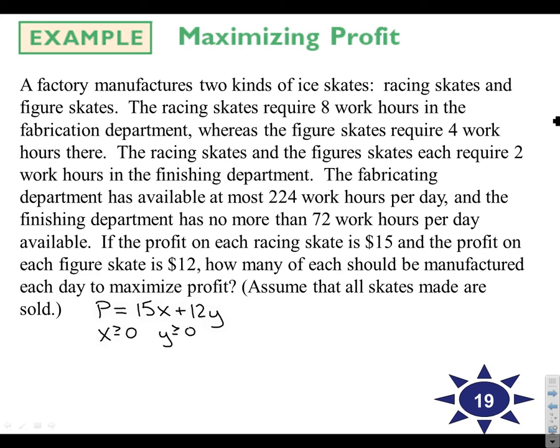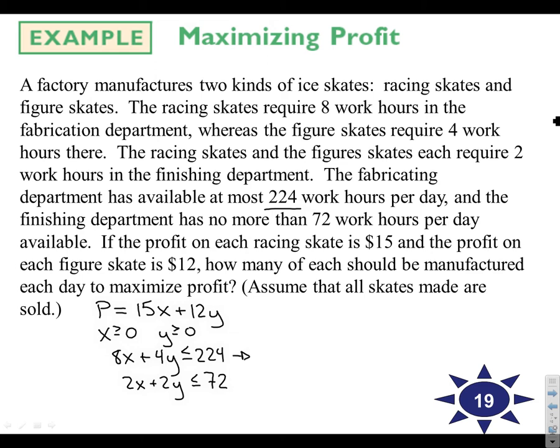All right, so now let's figure out how we can come up with a couple more equations. The racing skates require 8 work hours in the fabrication department. So for the fabrication, let's say 8x plus 4y for the figure skating there. And the fabrication department has 224 work hours per day. So if you add those together, you've got to be less than or equal to 224. All right? And the finishing department, and remember that was 2x and 2y, both of them required 2 hours in the finishing department, has to be less than or equal to 72. All right? So there we have 2 linear inequalities, and we can set this up.